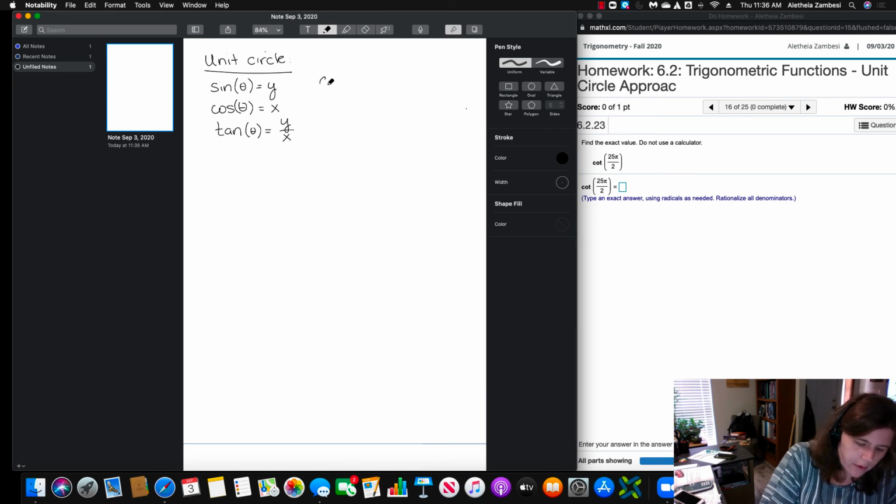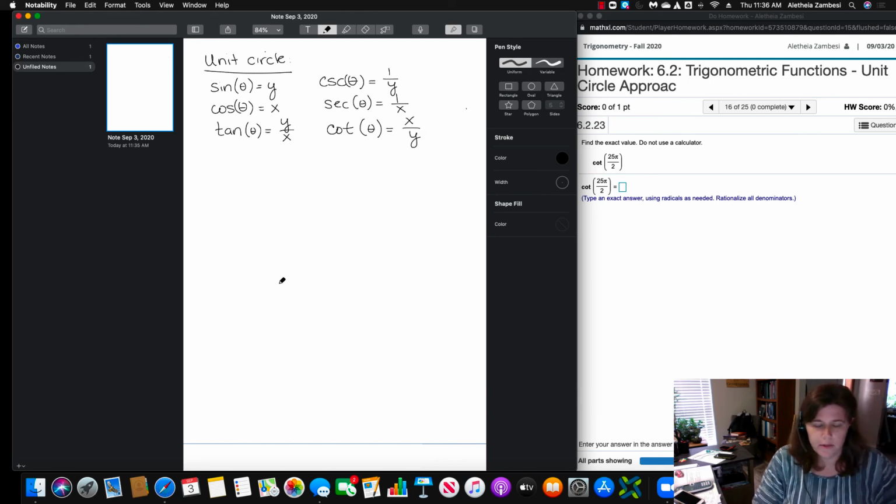If you're looking for the cosecant, it's 1 over y or 1 over sine. The secant, 1 over cosine or 1 over x. And the cotangent is x over y, or 1 over tangent. So if I'm looking for the cotangent of an angle, then what I need is the coordinates of that.